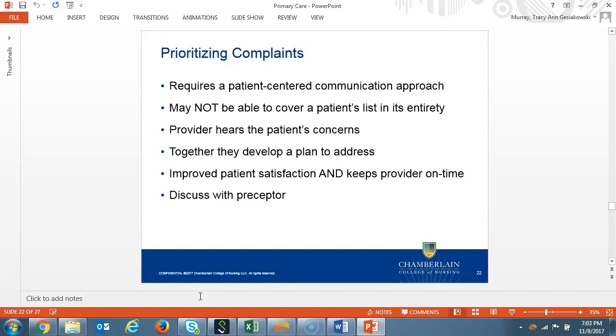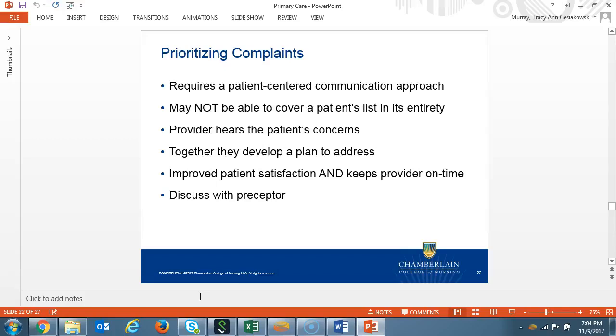The reality is that the medical office is still a business, and time constraints often prevent providers from addressing every issue in one visit. Prioritizing the patient's needs while maintaining the allotted time requires a patient-centered communication approach. Although you may not be able to cover the list in its entirety, this approach acknowledges to the patient that you hear their concerns and together have developed a plan to address them. This tactic not only improves patient satisfaction, but helps keep the provider on schedule.